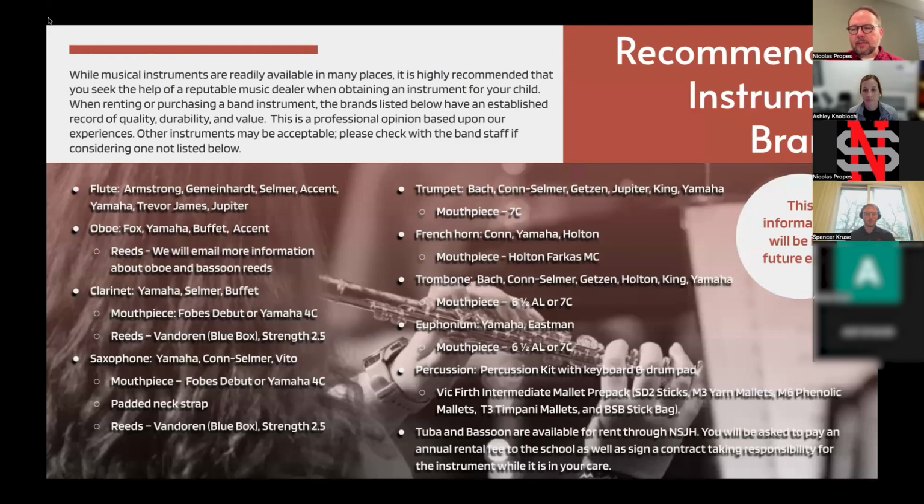With that in mind, and especially when you're thinking about an old instrument, maybe a family instrument, right? Musical instruments are available in many places, but it is highly, highly recommended that you seek the help of a music dealer when you're getting an instrument for your child. When you're renting or purchasing a band instrument, the brands that are on this slide, we know to be good instruments that will stand the test of time.